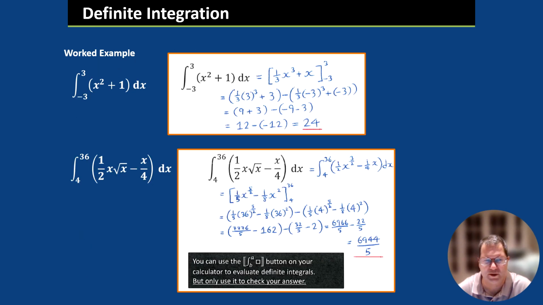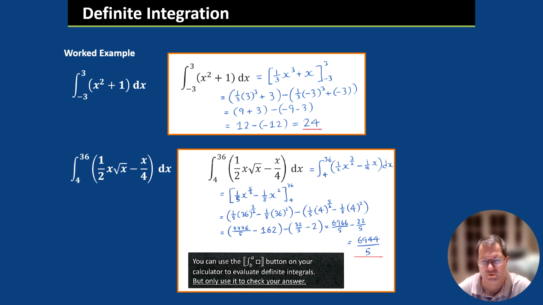Okay, looking at a couple of worked examples. In our first worked example, we're integrating x squared plus 1 between the limits of -3 and 3. The integral of x squared plus 1 is 1/3 x cubed plus x. We put that in square brackets with our limits of 3 and -3 on the right-hand side.